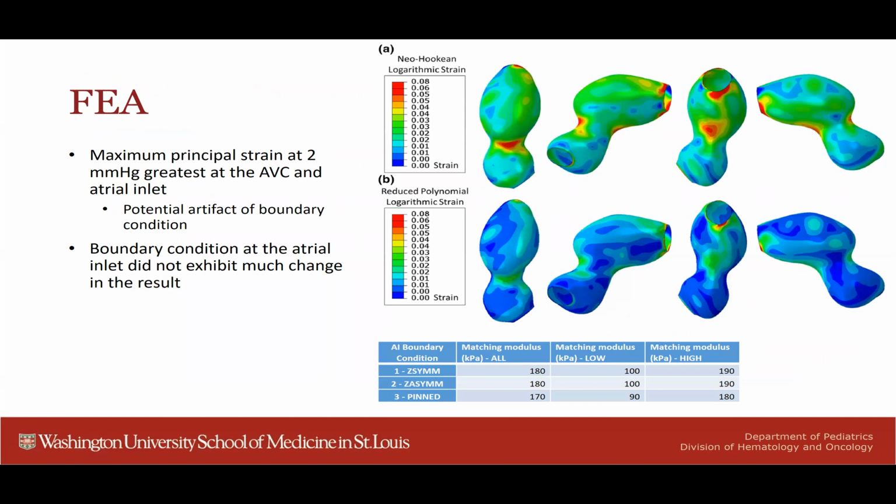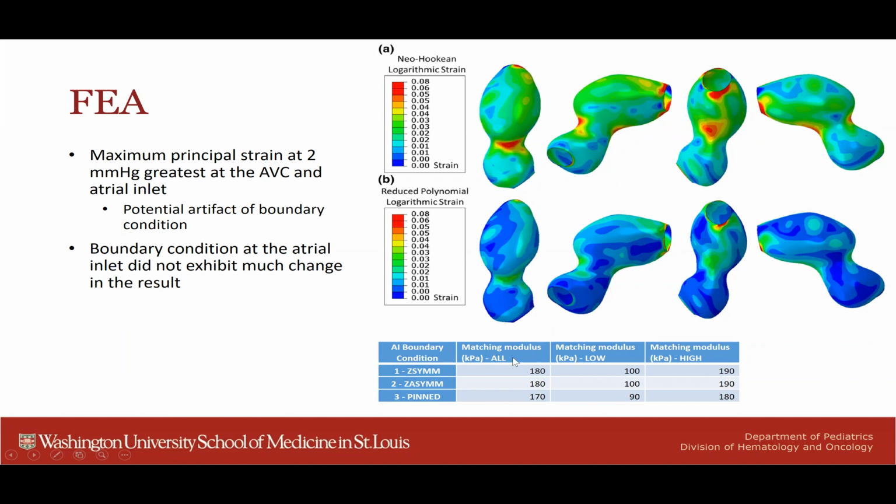We also saw maximum principal strains that were roughly between 0.02 to 0.05 along the outer curvature. This was all looked at 2 millimeters of mercury pressurization. Note that in the early heart, we're working with very small pressures, so from 1 to 2 millimeters of mercury, as opposed to an adult heart, which is more on the order of 120 millimeters of mercury.